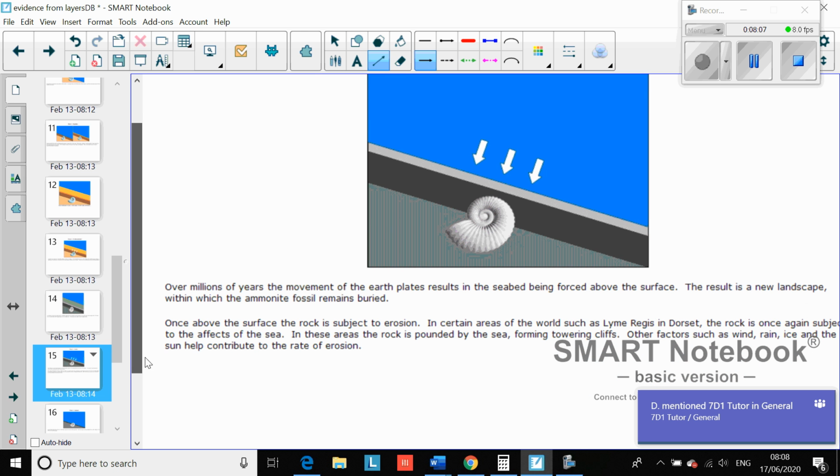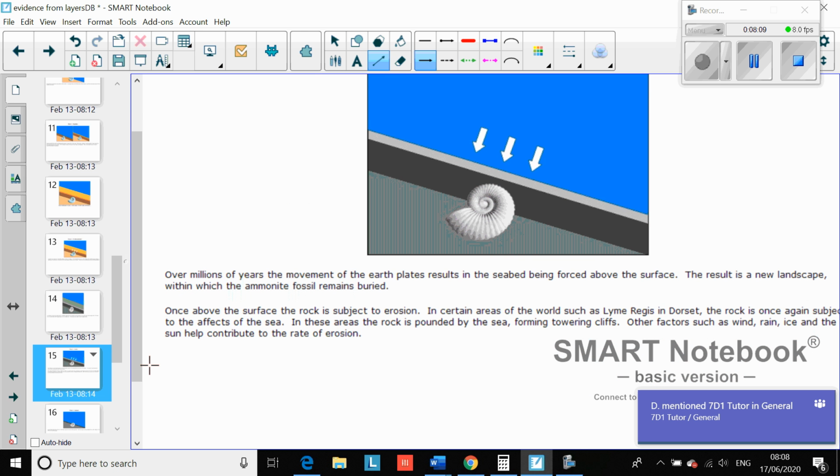Over millions of years, the movement of the Earth plate results in the seabed being forced above the surface, and this results in new landscapes within which the ammonite fossil is buried. Once above the surface, the rock is subjected to erosion, and in certain areas of the world, such as Lyme Regis, the rock is once again subjected to the effects of the sea.